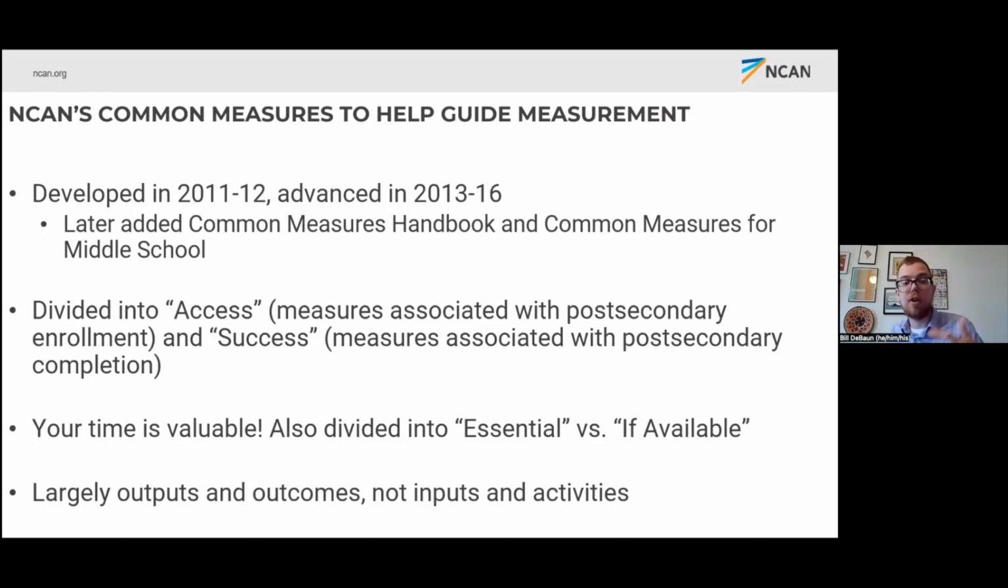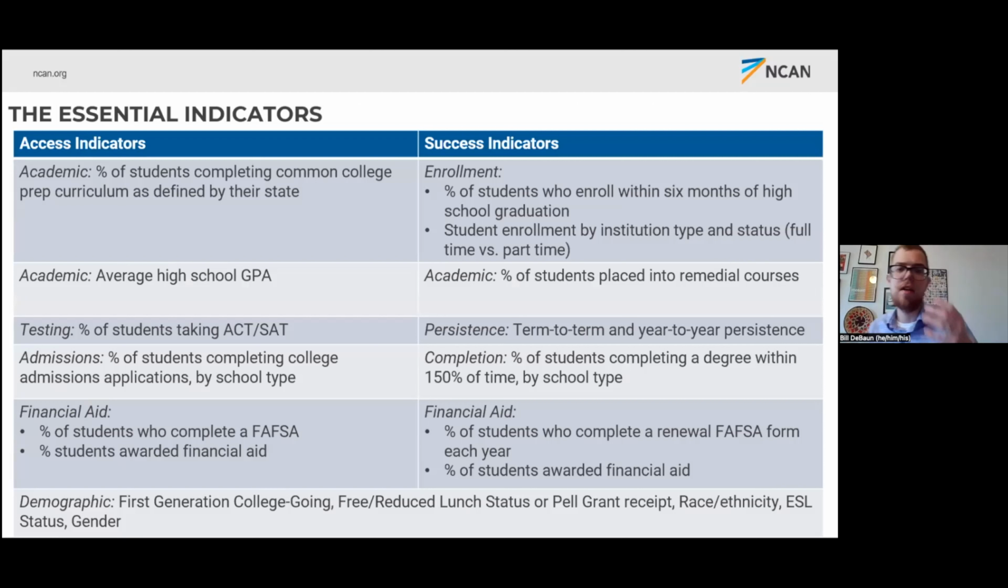And so again, these are largely outputs and outcomes. This is not, as our members told us back when we were developing this, about head counts. This is about the products of the activities that we're doing. These are what we think about as the essential indicators. I'm not going to read this to you. I'll put the link to the full set in the chat. I don't think there's anything that's going to surprise you or shock you here among these things in terms of FAFSA completion, enrollment, high school GPA.